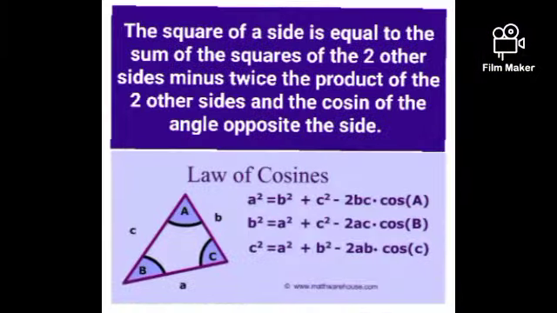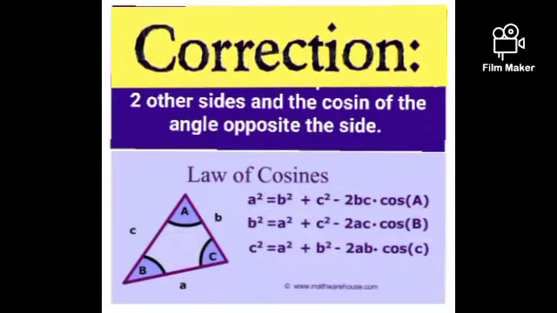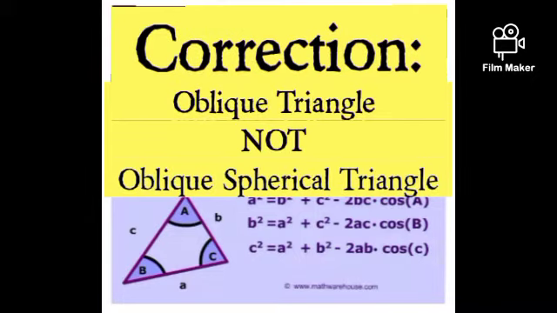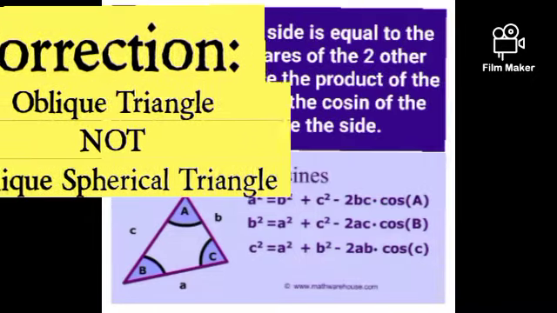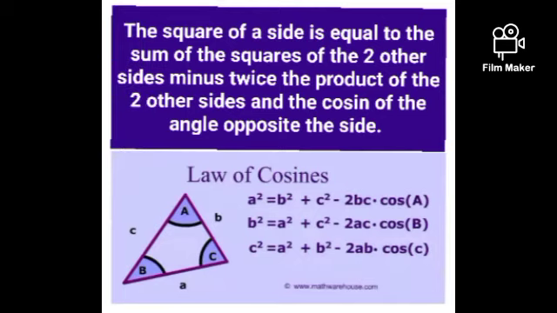Another method we use for solving oblique triangles in plane trigonometry is the law of cosines. The law of cosines states that the square of a side is equal to the sum of the squares of the two other sides minus twice the product of the two other sides and the cosine of the angle opposite the side.